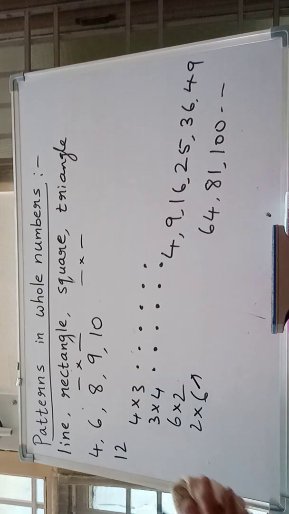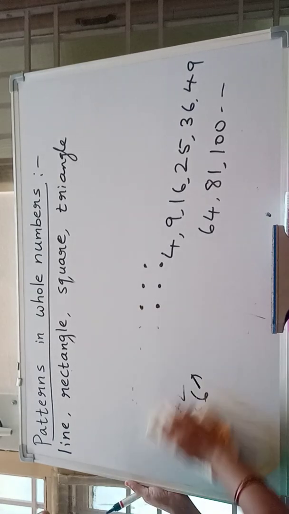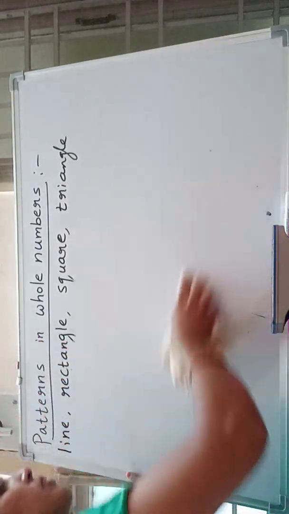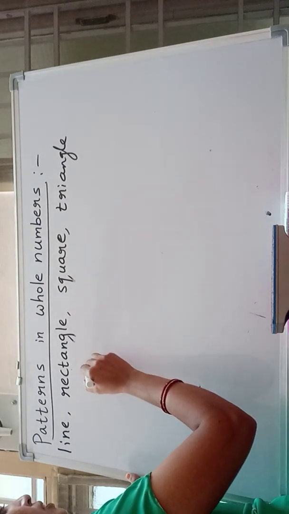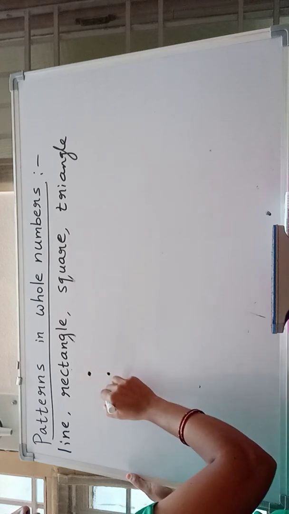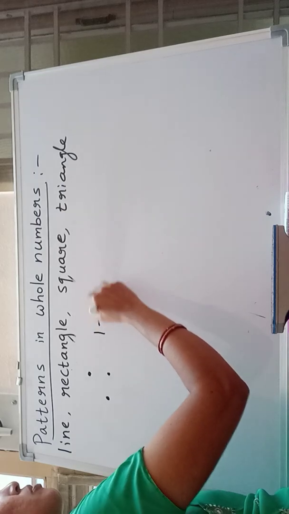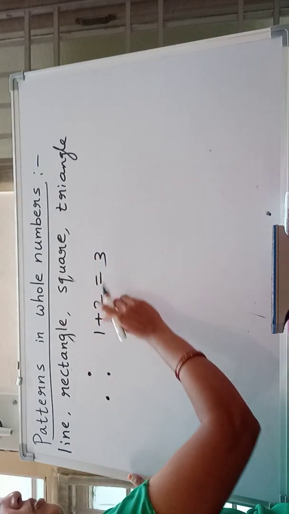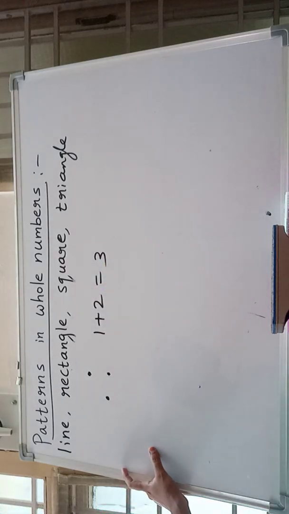Now for the triangular shape, observe the pattern, whatever I am writing on the board. For a triangular shape, minimum we require 3 dots. That is 1 dot, 2, 3. First 1, then next 2 I took. That is 1 plus 2, 3. With 3 dots, a triangular shape is possible.